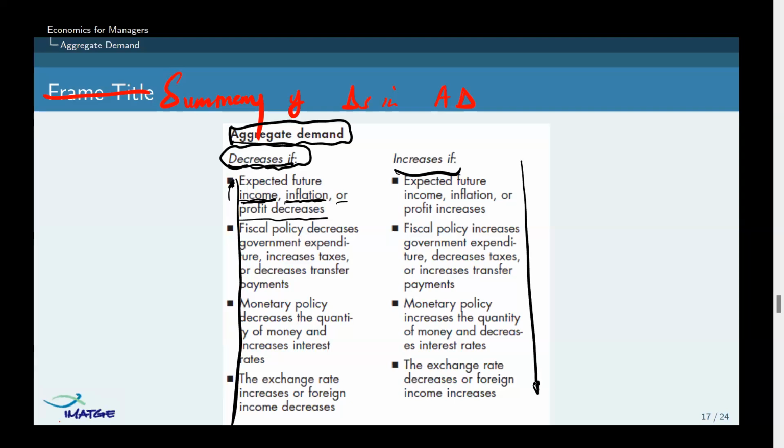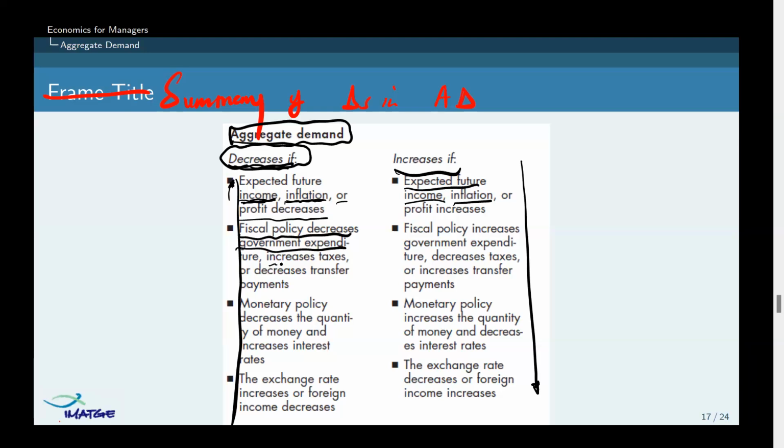this happens. So here we are talking of aggregate demand falling if we expect, and here we didn't specify whether it's an increase in inflation, an increase in income or a decrease in income. So now you need to know whether aggregate demand falls when we expect higher income or lower income. I will explain that.